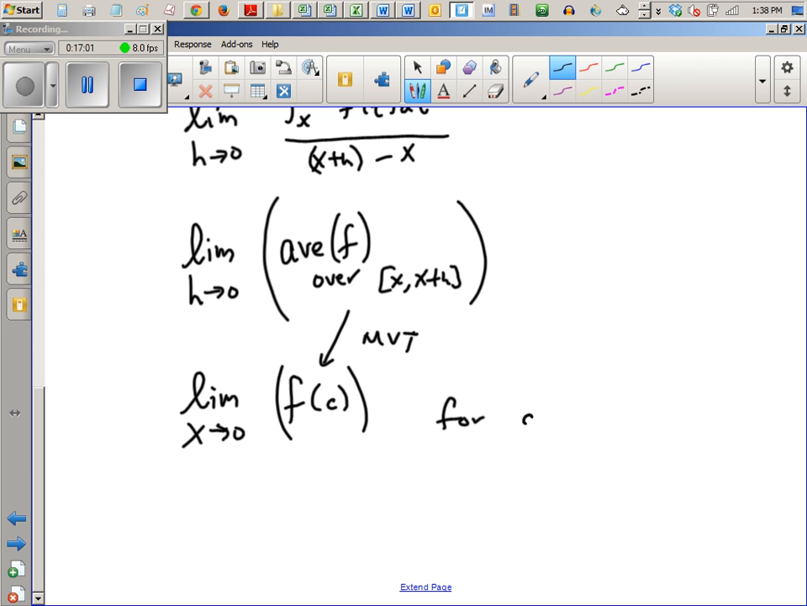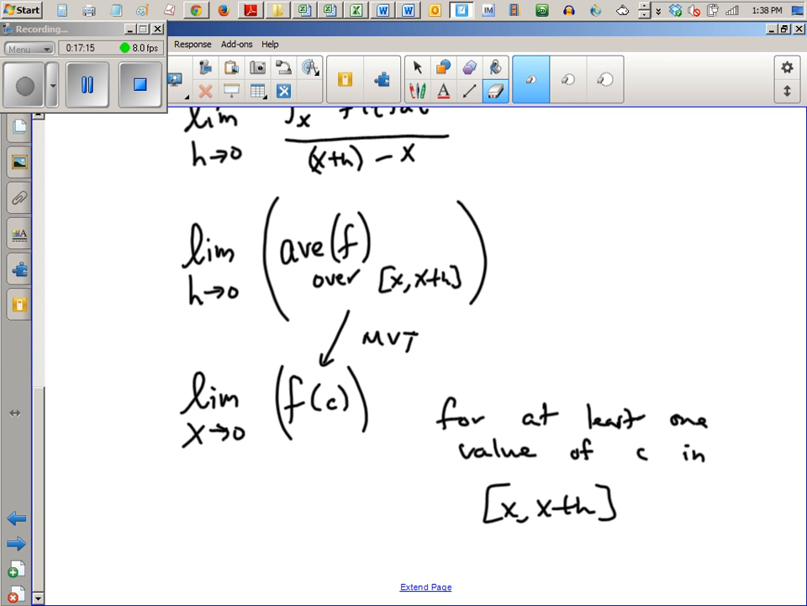And this is true for at least one value of c in the interval x to x plus h. Oh, and I accidentally copied the limit wrong here. This should have said h goes to 0. I'll put it in red. That was my mistake there. Sorry.